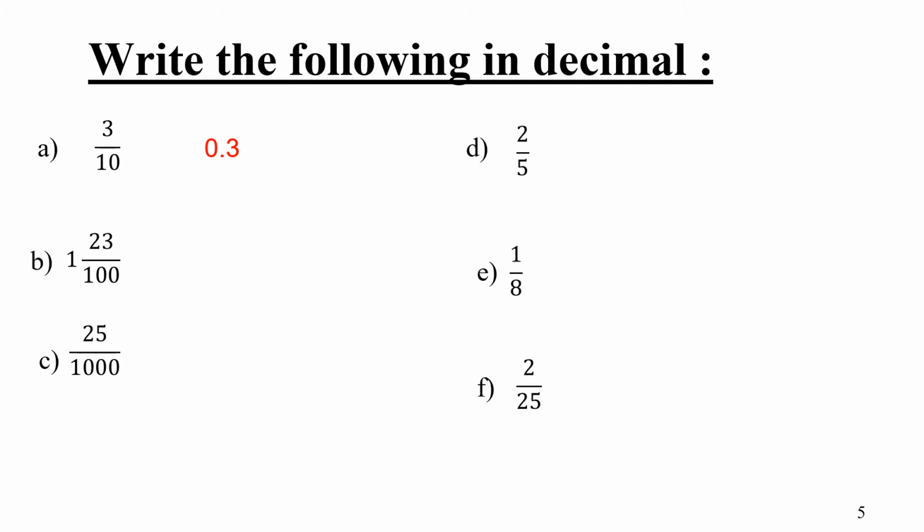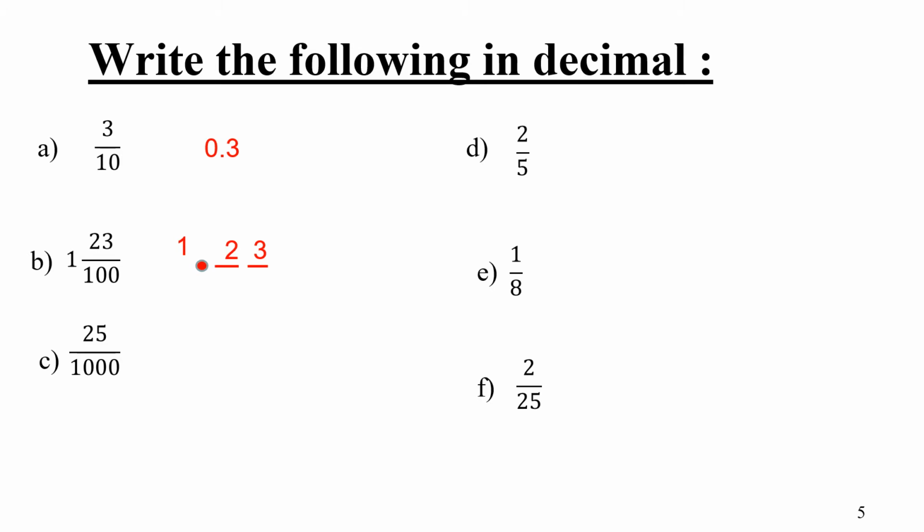Number B, 1 and 23 out of 100. I'm going to put the decimal point and 2 places after the decimal point. Why do I put 2 places? Because the denominator here is 100. From the right side I'm going to write 3 and 2, and in the whole number I will put 1. Then the answer will be 1.23.